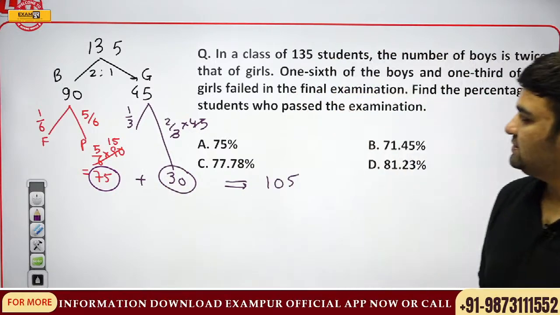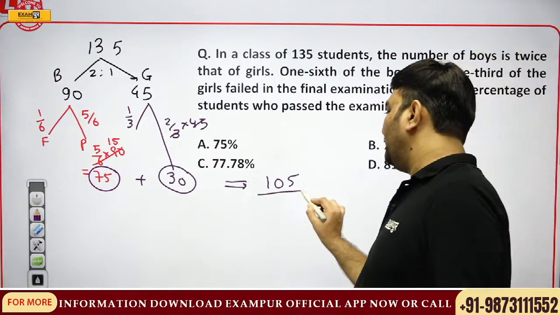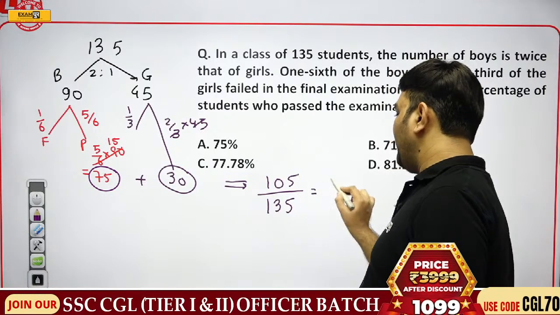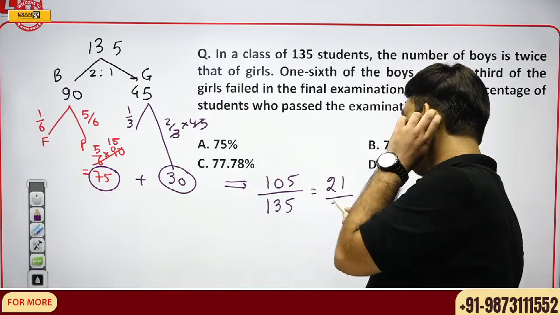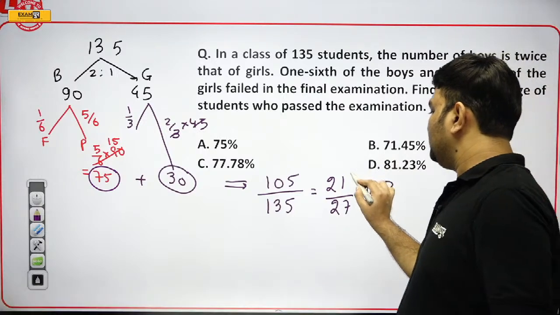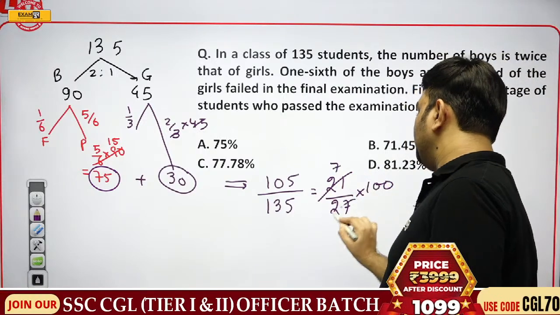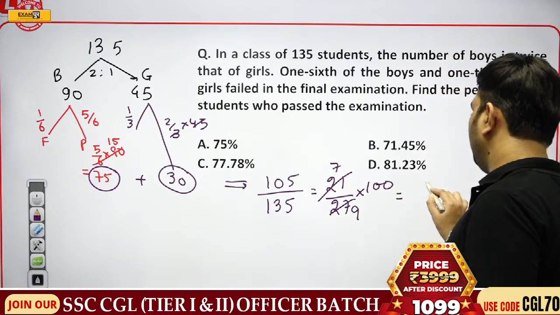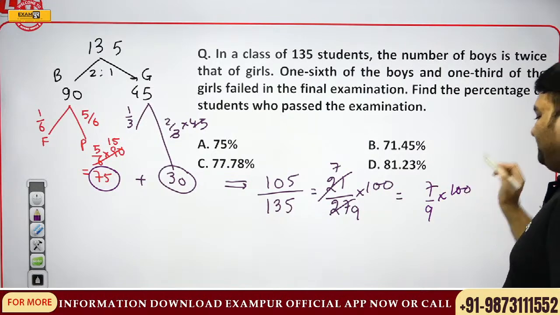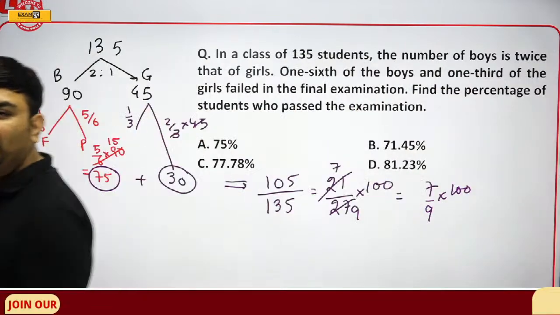Total passed over the total of 135. Simplify. 5 times 21 is 105, 5 times 27 is 135, into 100. 3 times 7 is 21, 3 times 9 is 27. So 7 by 9. 7 by 9 is a pretty easy thing.